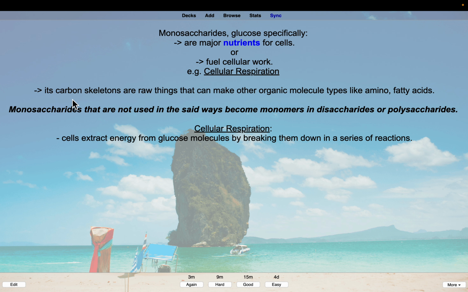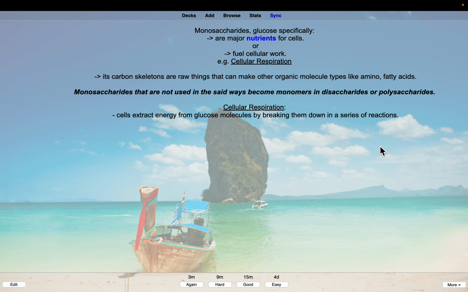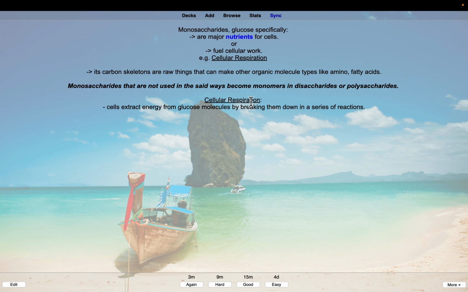Its carbon skeletons are raw materials that can make other organic molecule types like amino acids and fatty acids. Monosaccharides that are not used in the said ways eventually become monomers in disaccharides or polysaccharides. In cellular respiration, cells extract energy from glucose molecules by breaking them down in a series of reactions. So this is what happens every time you consume carbohydrates.